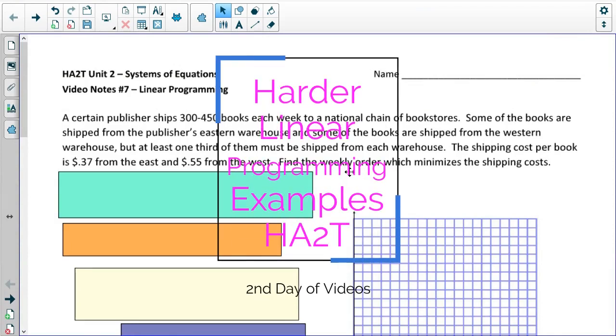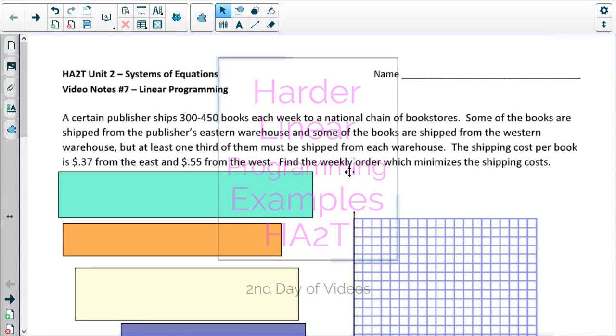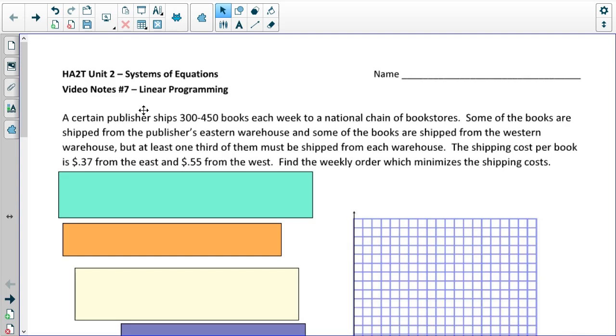This is the second day of linear programming notes. Two questions for us today.